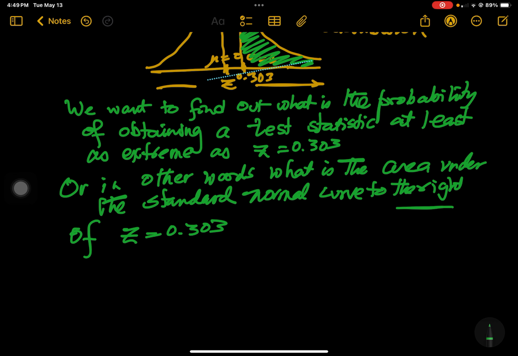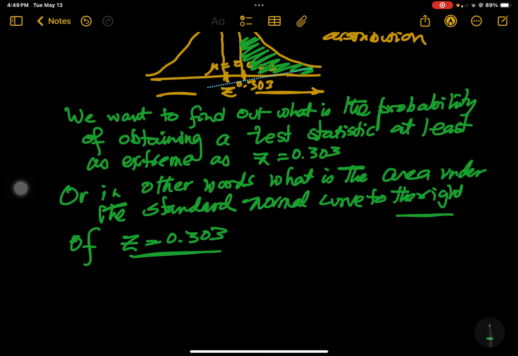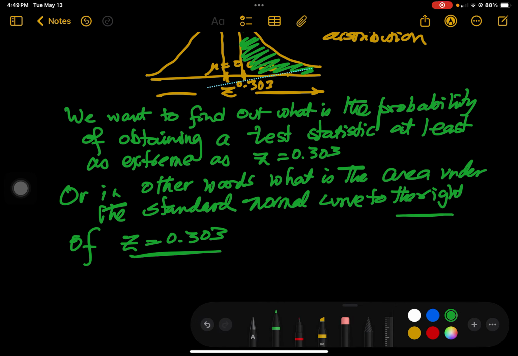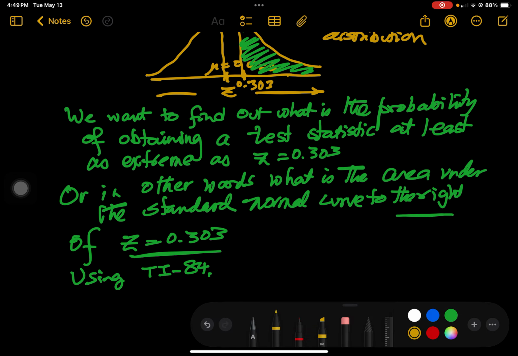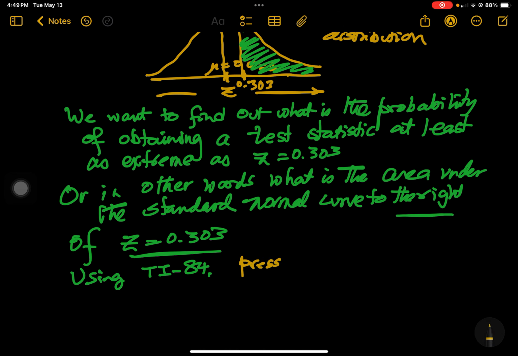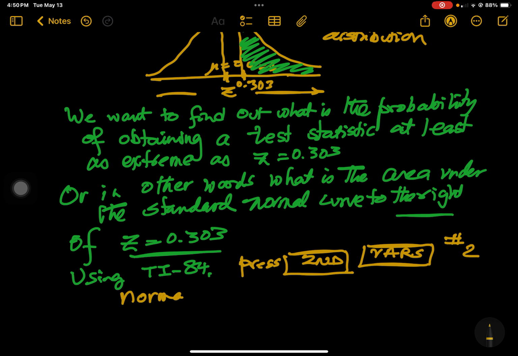Okay, to the right. Why to the right? Because it's a right tail test. So we can use our calculator for that, for example a TI-84. Using the TI-84, press the second button, then the VARS button on the third row of the calculator, and then number 2, which is normalcdf, the normal cumulative distribution function.